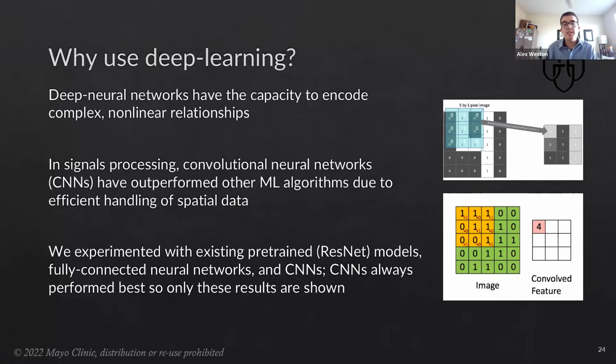Deep neural networks, we know, have the capacity to encode very complex nonlinear relationships. In particular, in signals processing, a flavor of deep learning algorithm called convolutional neural network does extremely well. It often outperforms not only other machine learning algorithms, but other deep learning algorithms. And in my background in medical imaging, these convolutional neural networks are the go-to algorithm that we use over and over again with excellent results.